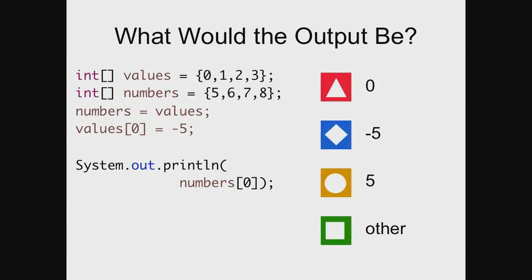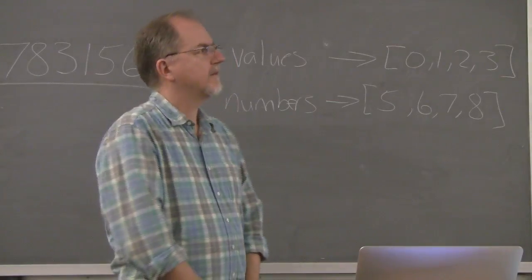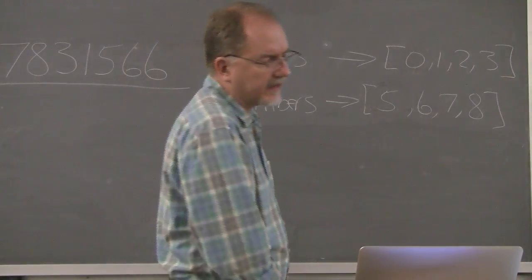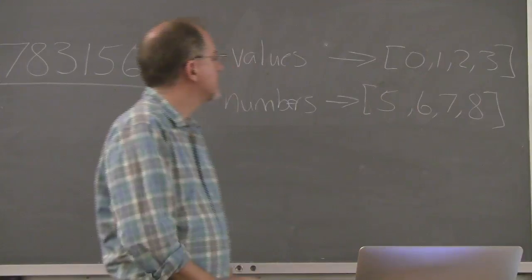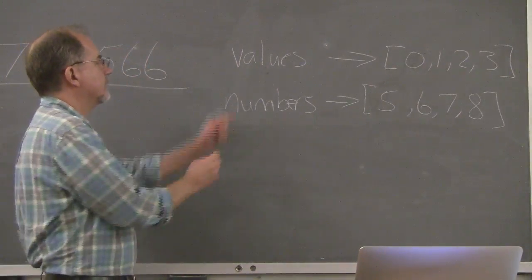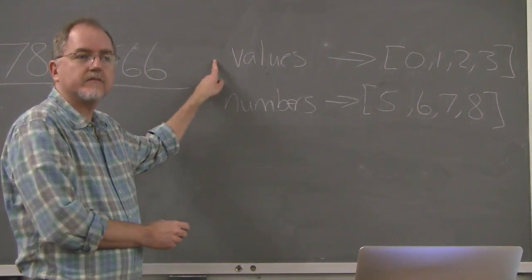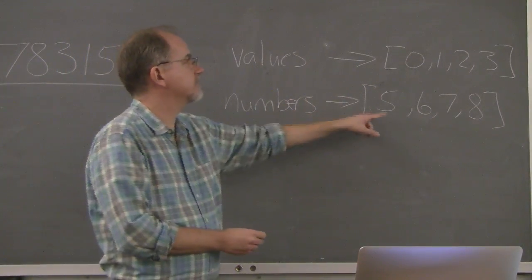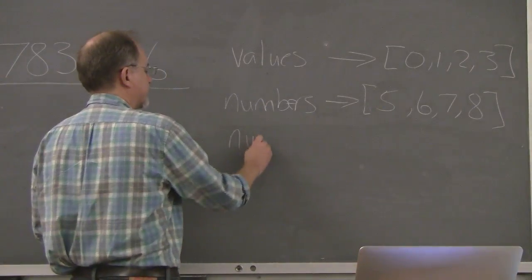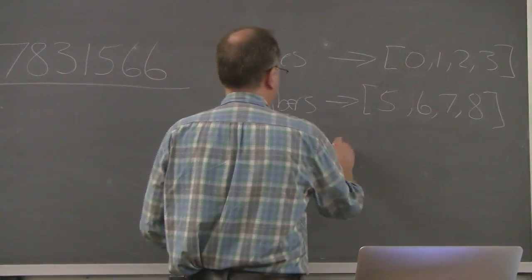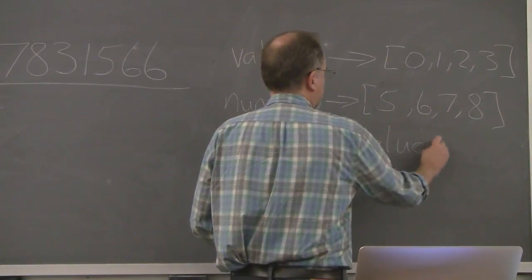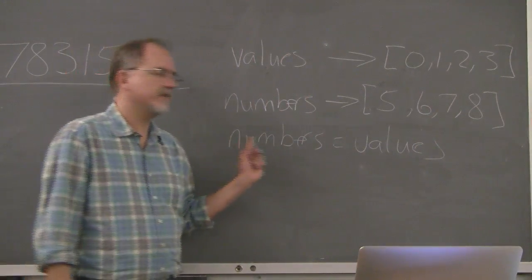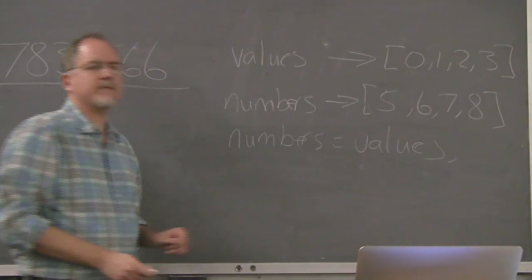So you want to say 0? All right, a little more trouble on this question. Only half of you got it right. So, we have our values reference to an int array. We have our numbers reference to an int array. Then I say numbers equals values. This is the big question. What does this mean? What are the semantics of this?